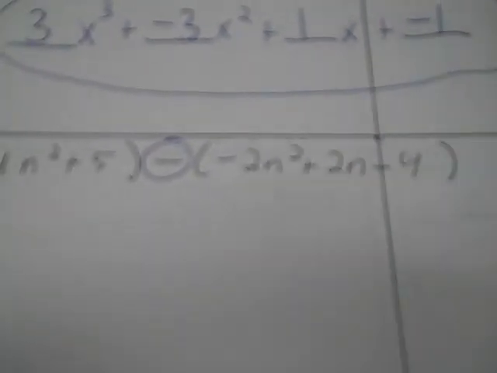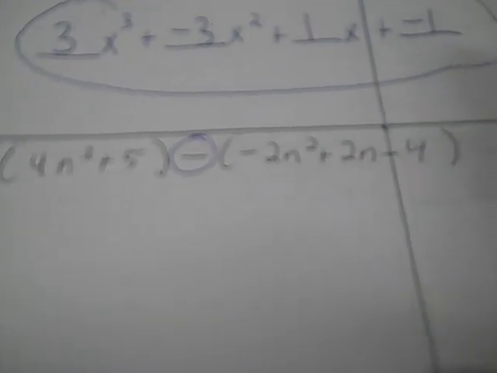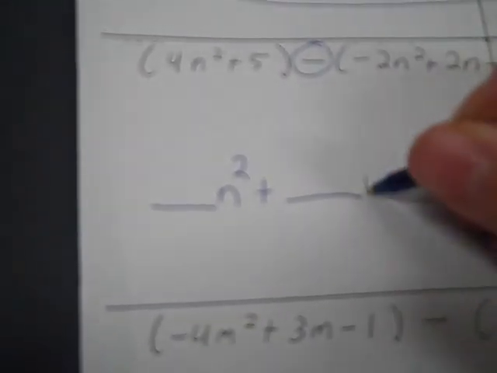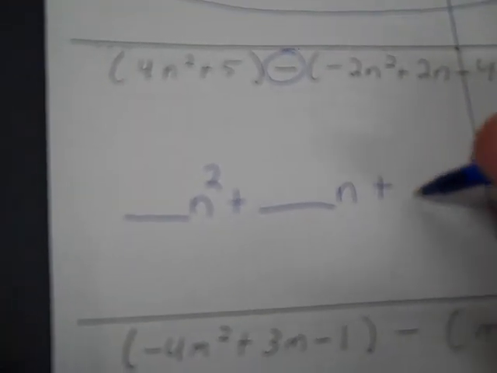Okay, now the next one, the 4n to the second plus 5, that's the first polynomial, and then a subtraction operator, and then negative 2n to the second plus 2n minus 4, that's the second polynomial. So in the polynomial, the variable is n, okay? And you have n to the second, and then you have n to the second and n. So n to the second is my highest, plus blank n plus blank.